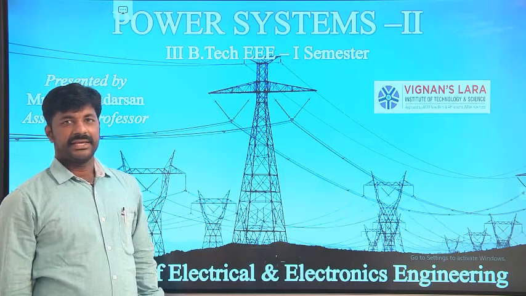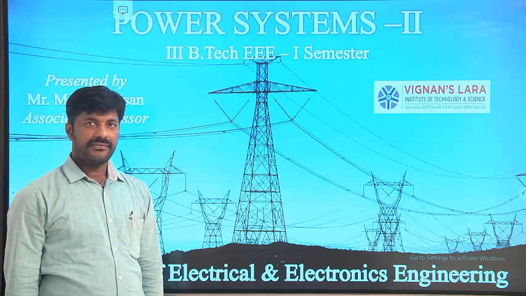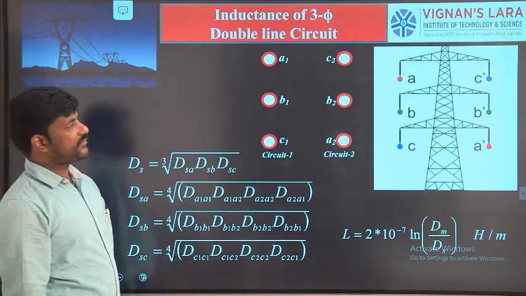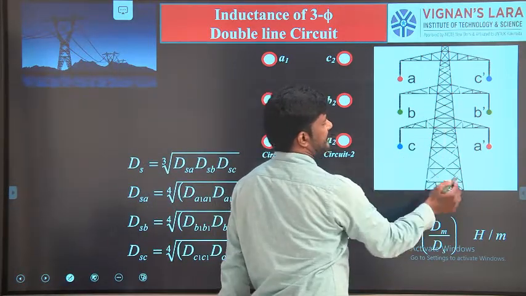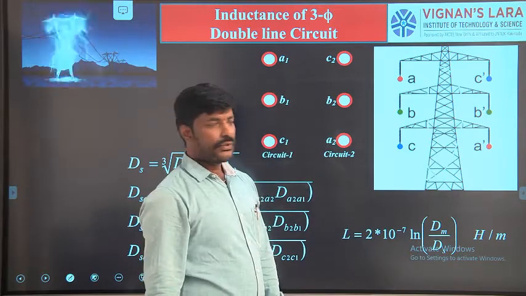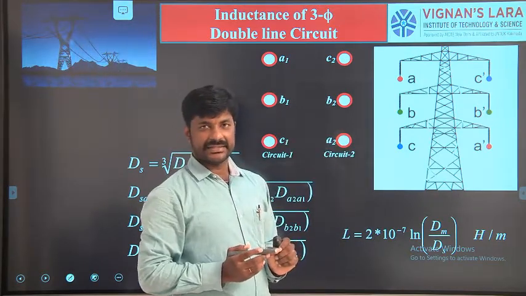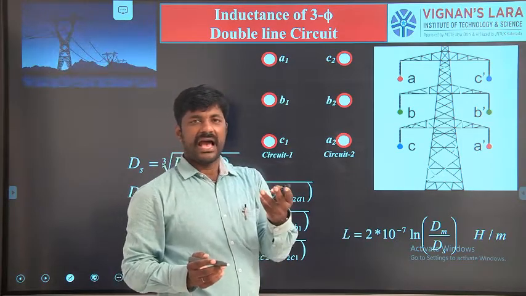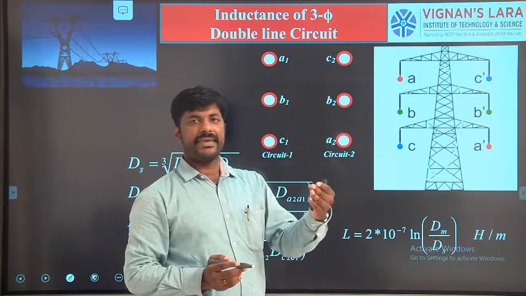Hi students, in the last class we discussed the inductance calculation of various systems. If you observe this figure, it is a tower, a mechanical support. On this tower, you can observe three conductors on either side. In a three-phase system, we know there are three phases: R phase, Y phase, B phase. Otherwise, we can call them A, B, C.